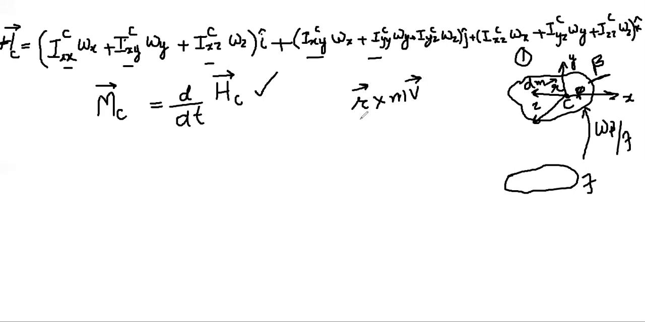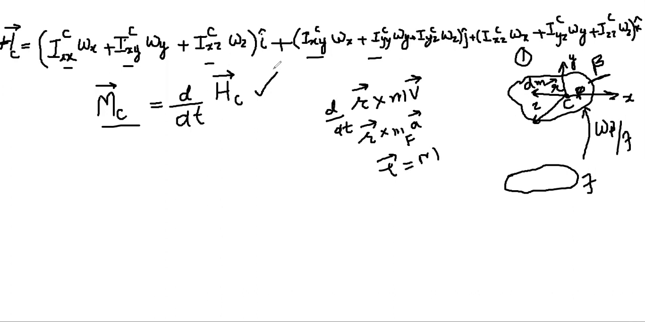If you differentiate this with respect to time, let's suppose r does not vary with time, then this will be r cross m times the differentiation of v with respect to time, which is acceleration. Acceleration multiplied by mass is force. R cross F is torque, or what we call the moment. That is what is written here.